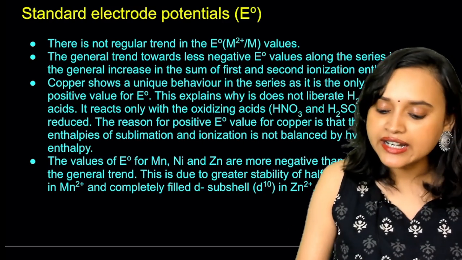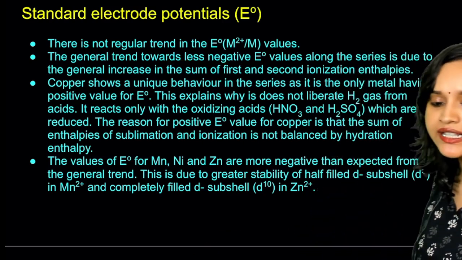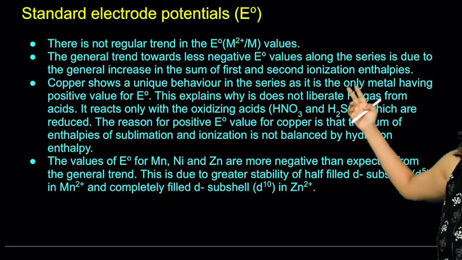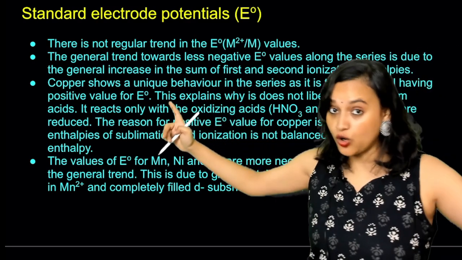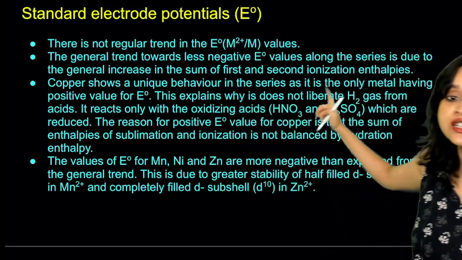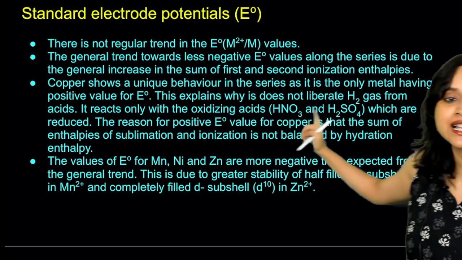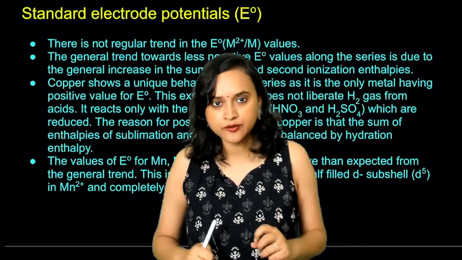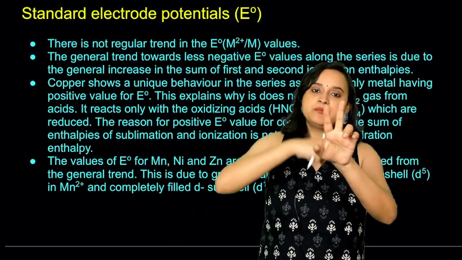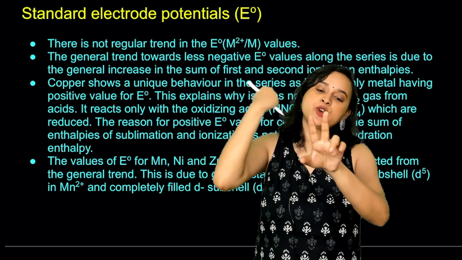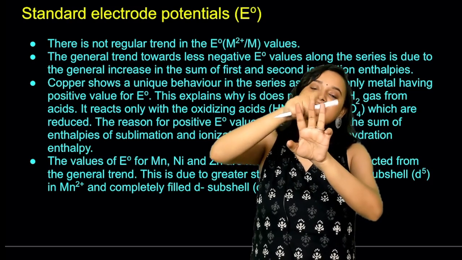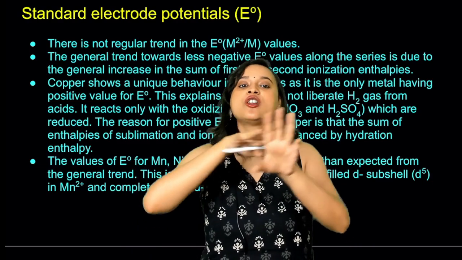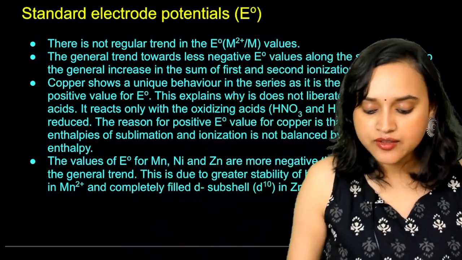Now, the general trend towards less negative E naught values along the series is due to the general increase in the sum of first and second ionization enthalpies. And I have just told you about copper. Copper shows a unique behavior in the series as it is the only metal that has a positive value for E naught. I said negative value, sorry, positive value. Again remember, plus and plus: you have given positive energy, but this is going to be negative. So when this is released, all three of them are not compensated properly, and that is why it shows a positive value.